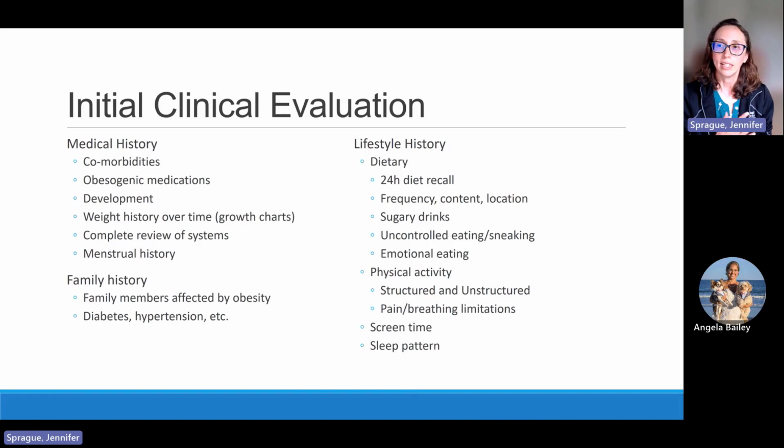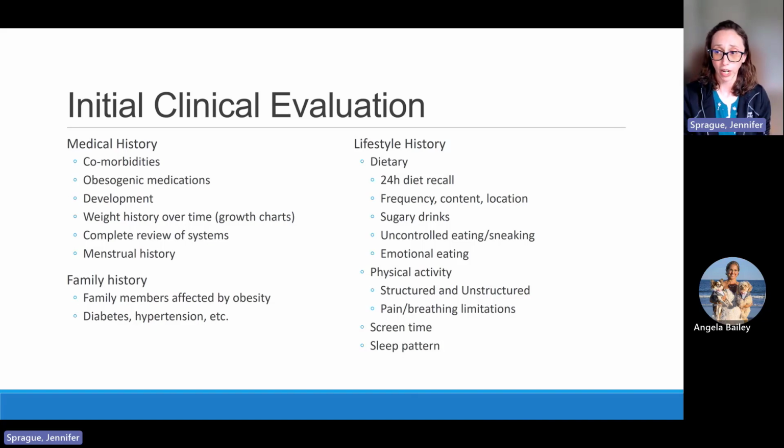So let's think about an individual patient. How do we go about treating these patients? So first, you want to take a very detailed history, including medical history for comorbidities, obesogenic medications, development, weight history over time, looking at their growth charts, and linear growth history as well, a complete review of systems, a menstrual history where that's relevant, family history.